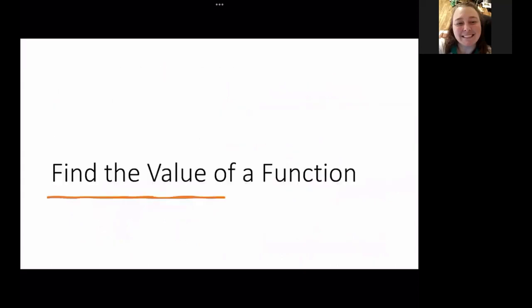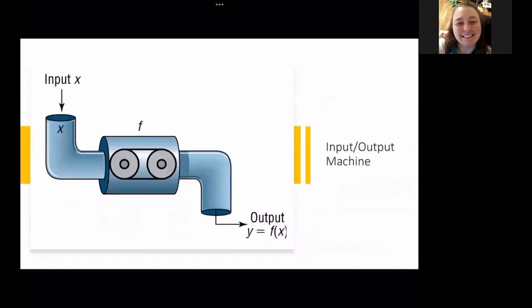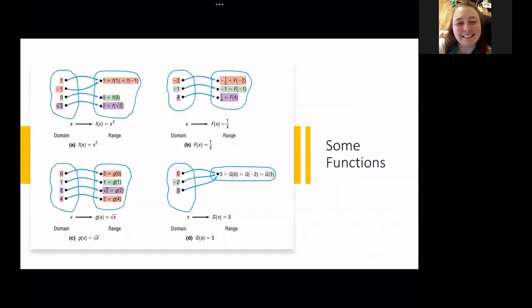Let's move on to the next topic. Let's find the value of a function. A function, in essence, is an input-output machine. You're going to put in something for x, it's going to do something, and it's going to give you an output, or the y, or the function of x. You can look at it both the same way. Some functions that we've seen: f of x equals x squared, or y equals x squared. Remember, it can be y equals or a function of x. For b, we've got f of x is 1 over x.